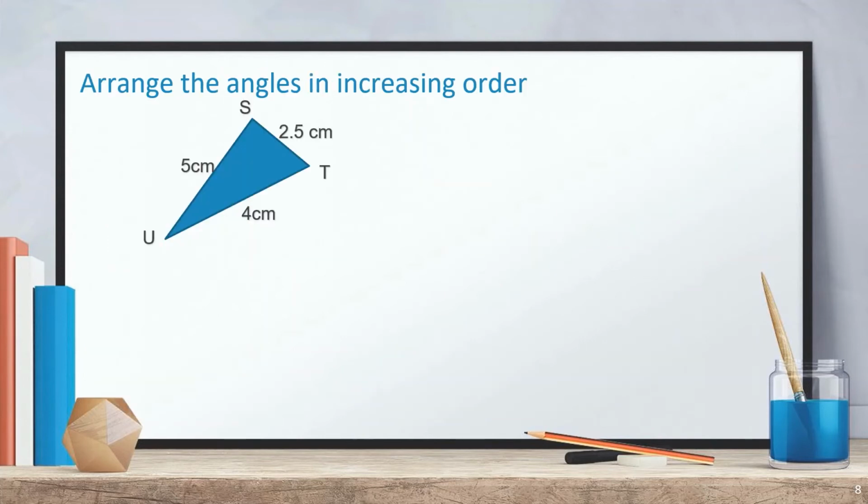Another example, we have to arrange the angles in increasing order, meaning from smallest angle to the largest angle. So to do that, kailangan ma-identify muna natin yung shortest side to longest side. Okay, so let's start with the shortest side. What is the shortest side of triangle UST? Correct, it is ST. And what is the opposite angle of side ST? Okay, correct, it is angle U, meaning that angle U is our smallest angle.